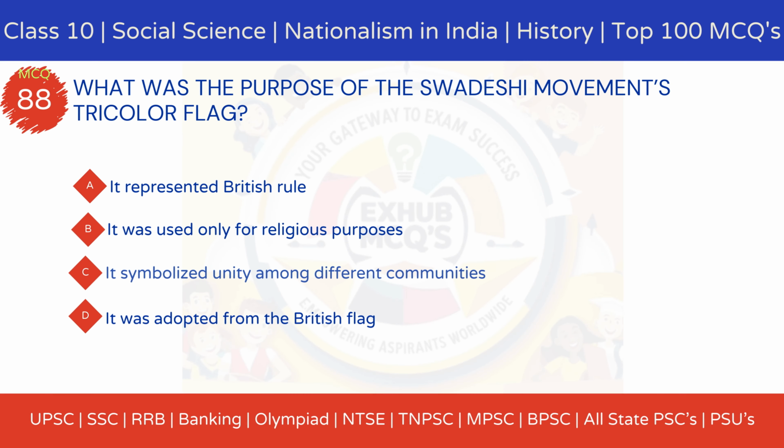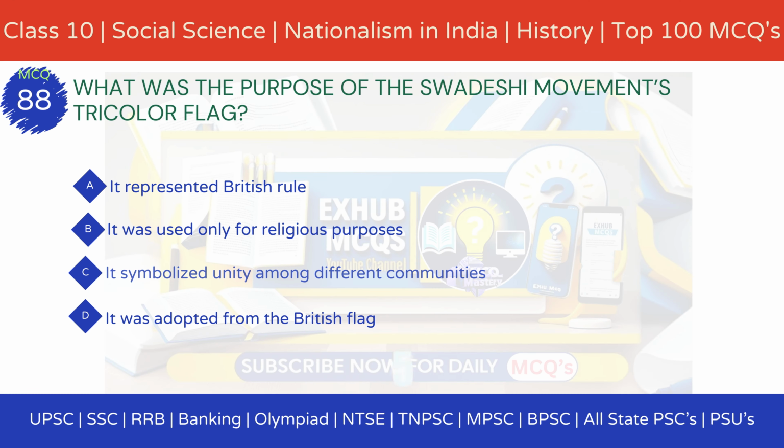MCQ 88. What was the purpose of the Swadeshi movement's tricolor flag? Option A. It represented British rule. Option B. It was used only for religious purposes. Option C. It symbolized unity among different communities. Option D. It was adopted from the British flag.